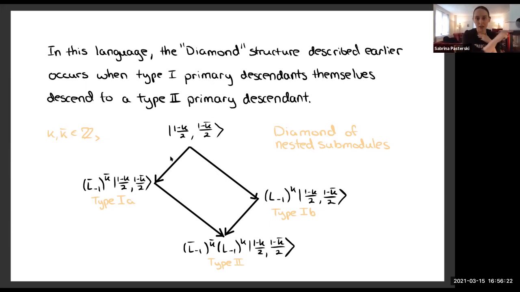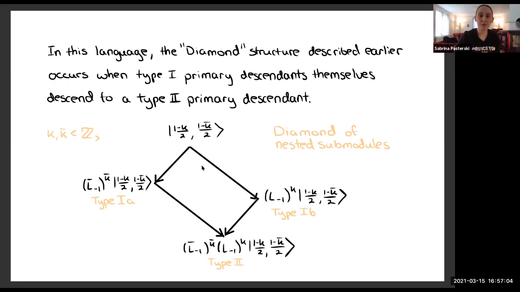Within the classification that I just gave, if I have some state at the top of this diamond, then I have a type 1a descendant and a type 1b descendant, where 1a versus 1b is basically which one is larger. If k bar is smaller than k, I would call that one the type 1a. It's a little bit arbitrary, but the asymmetry is relevant to whether or not the soft theorems are chiral. The leading soft theorem having this redundancy between the two velocities is related to the fact that it's not skewed. Then the bottom of this diamond is a type 2 primary descendant of these type 1a and 1b primary descendants respectively.